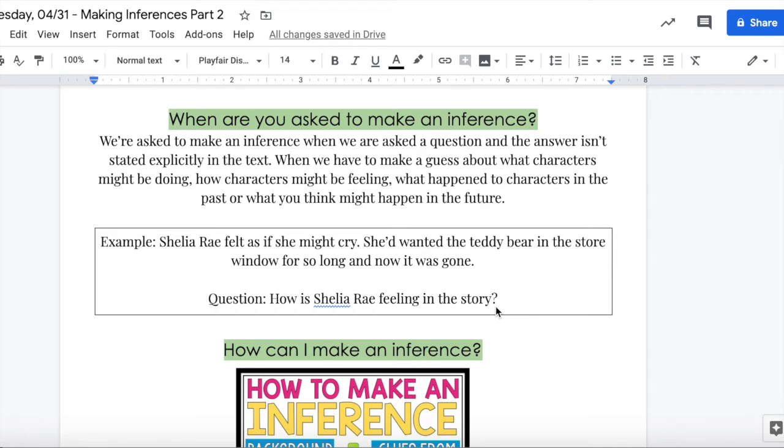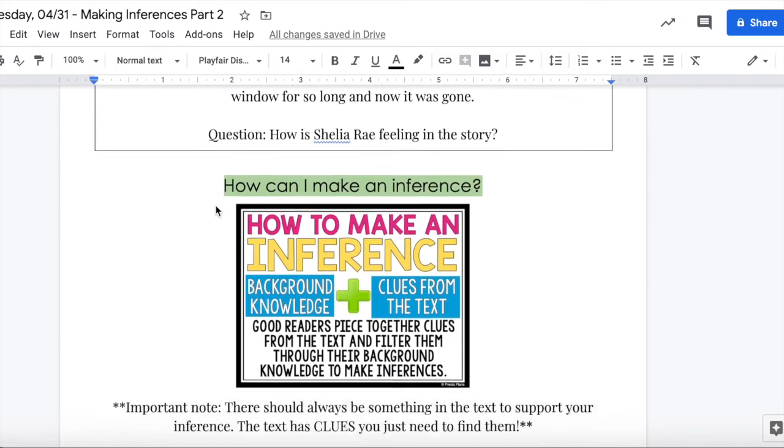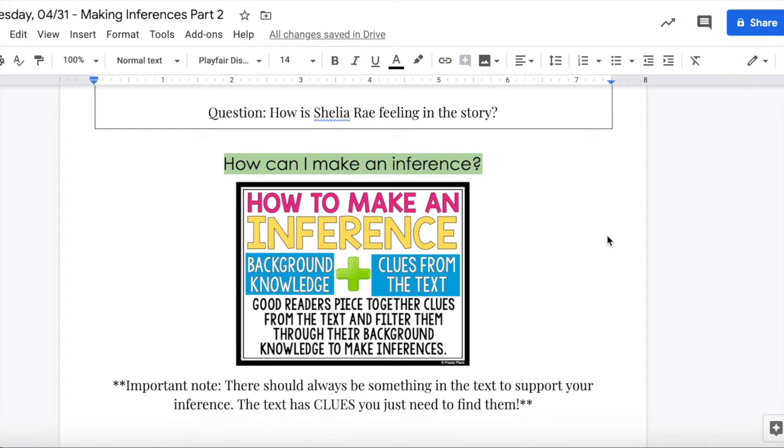We took information from the text, we took what we already know, and we put them together to come up with an answer. Okay? So when you're asking yourself, how can I make an inference? What do you do in order to make an inference correctly? We do exactly what we just did together in that example. We take clues from the text, put them together with our background knowledge, and then we can make an inference. It says good readers piece together clues from the text and filter them through their background knowledge to make an inference.